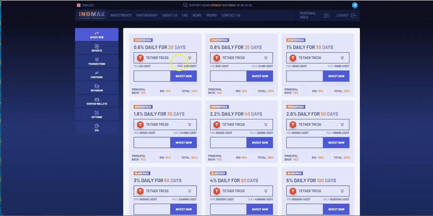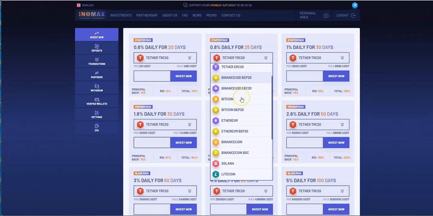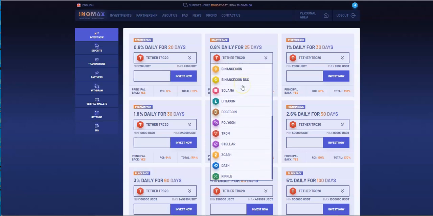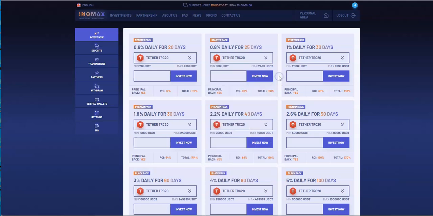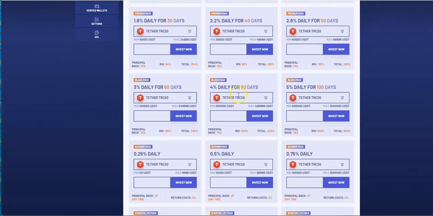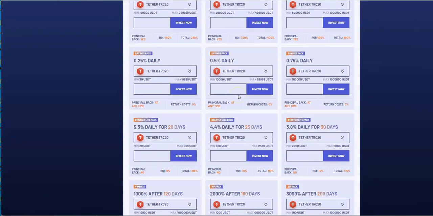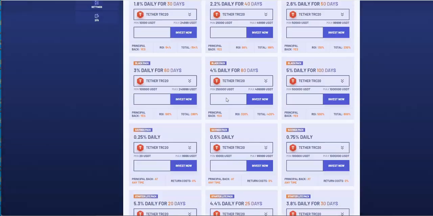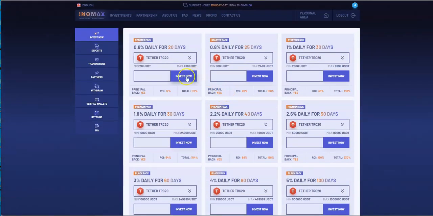And you could deposit all these different plans here, look at all the tethers, BUSDs and BEPs and Bitcoin, Ethereum, so many different choices. There's a wide array of them. And then your typical cryptos. Depends on the dollar amount you put in and which plan you fall under with that. So you can kind of see there, a lot of plans, a lot of potential.